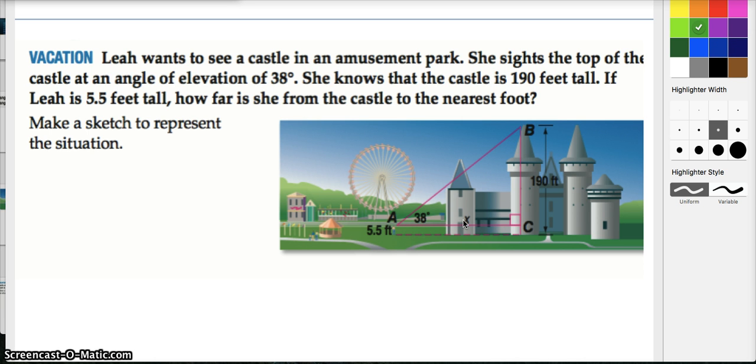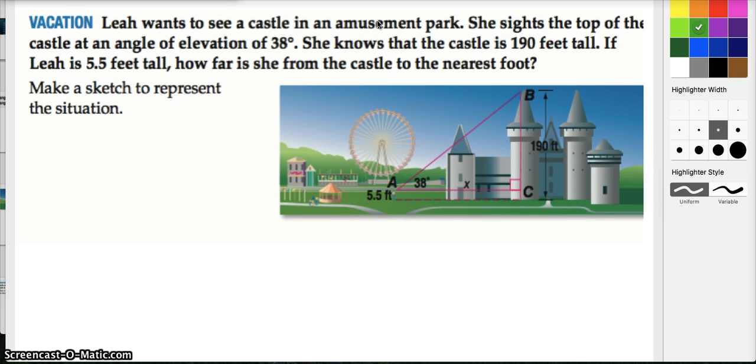Now, I copied this picture out of the text. You need to be able to read this and make a representation not as detailed as this, but similar. You guys with me? All right. So that's why it says make a sketch to represent the situation. So I just chose to use the text sketch. Let's go ahead and find what we know.